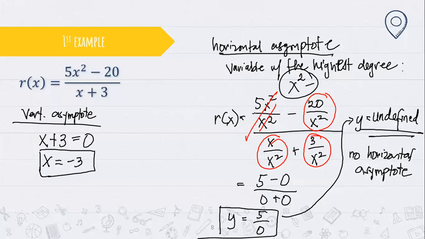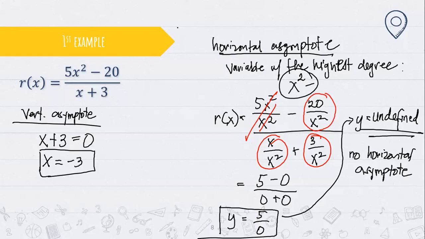Kapag kinancel nyo, ano yung natira doon na numerical coefficient? So 5. O pag walang 5 dyan, ibig sabihin may 1 yan dyan, ha? Hindi 0. Okay? So kunwari, x squared over x squared, 1 ang natira, di ba? And then simplify further. So, ayan. No horizontal asymptote, kasi undefined. Okay. Sure kayo, walang question po? None po, sir. Okay.